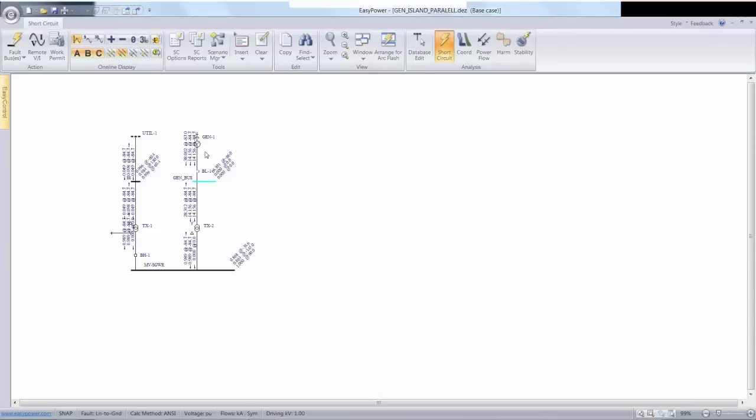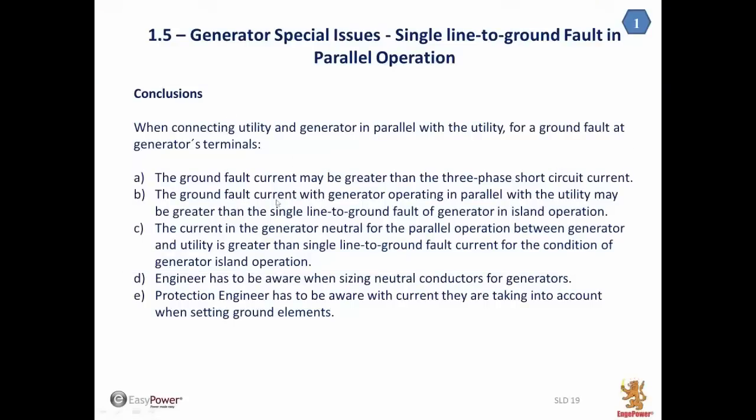And in the neutral, the current will be very, very high as well. The ground fault current with the generator operating in parallel with the utility may be greater than the three-phase current, and in this example, it is. The current in the generator neutral for the parallel condition between generator and utility is greater than the single line to ground fault current for the condition of the generator in island operation.